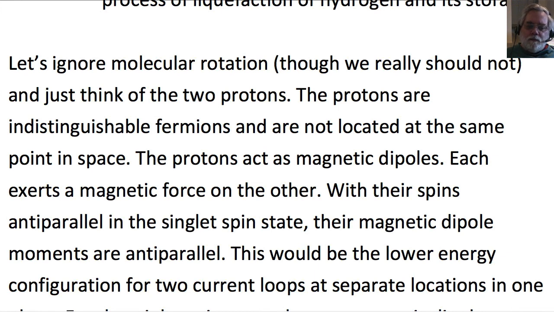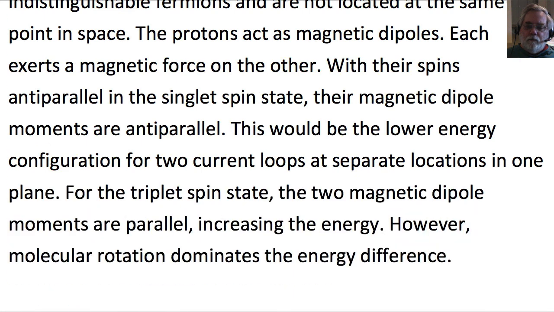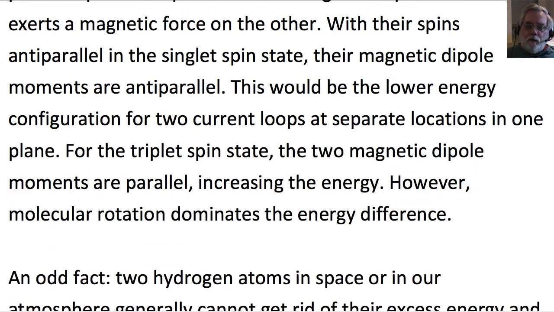With their spins antiparallel in the singlet spin state, their magnetic dipole moments are antiparallel. This would be the lower energy configuration for two current loops at separate locations in one plane.